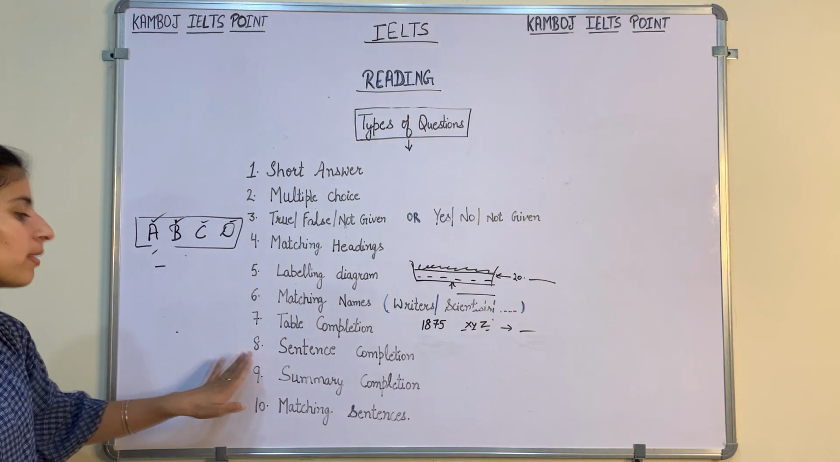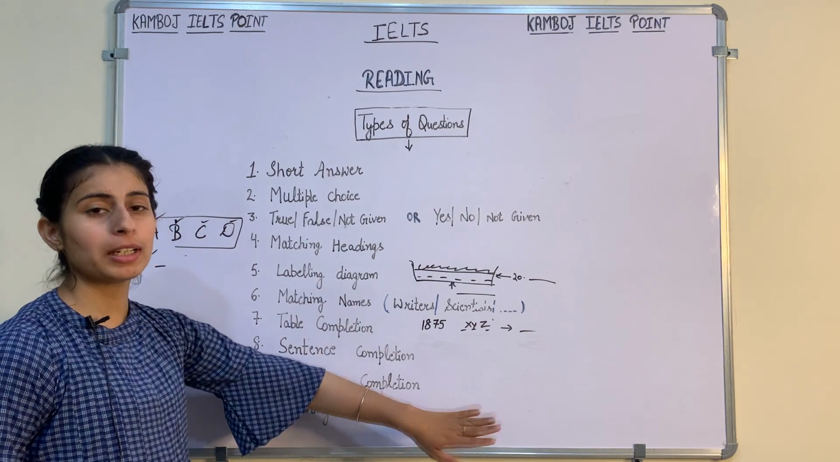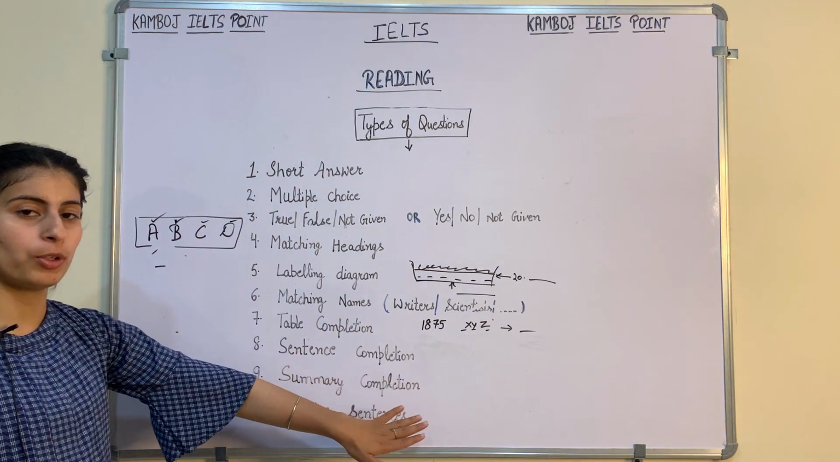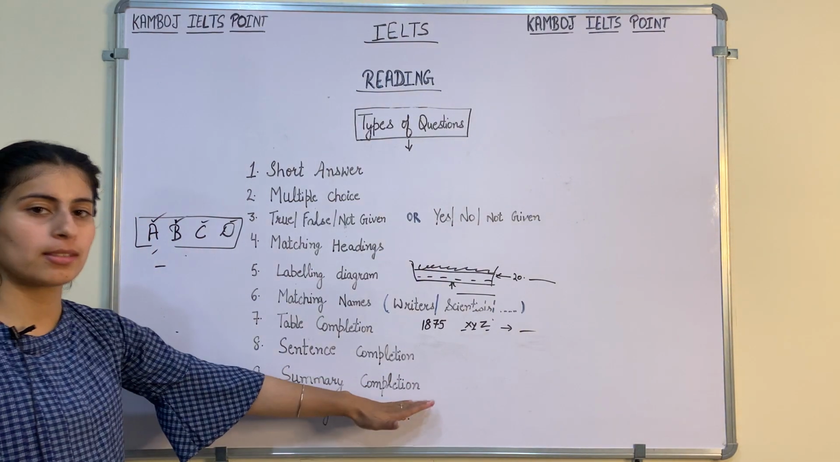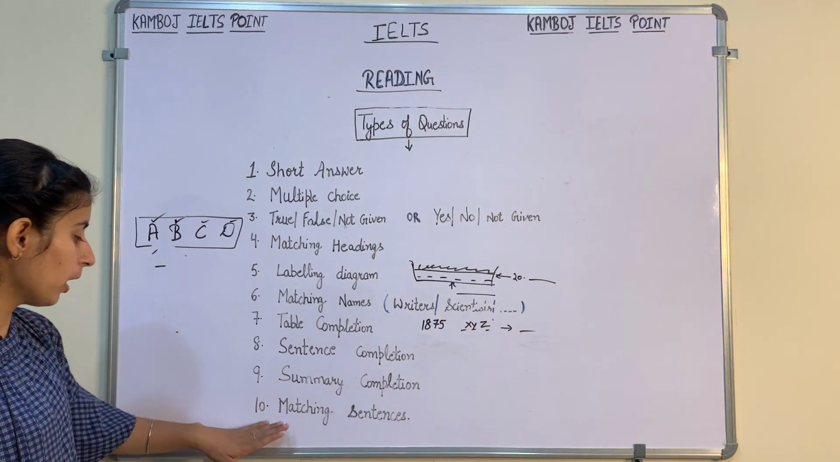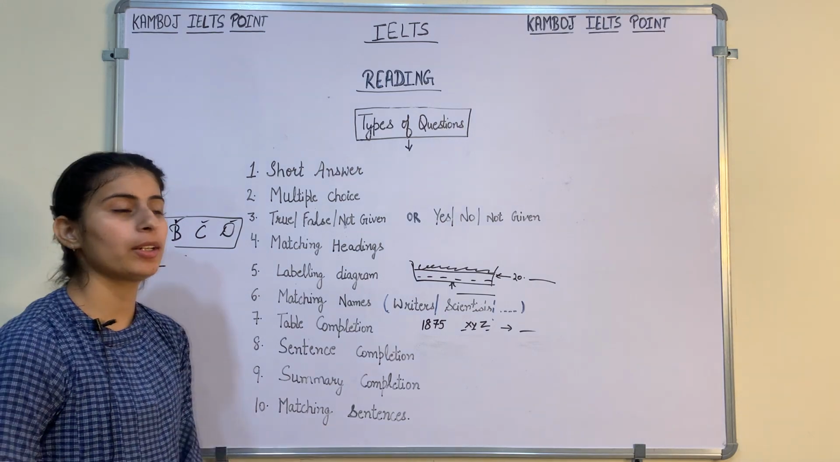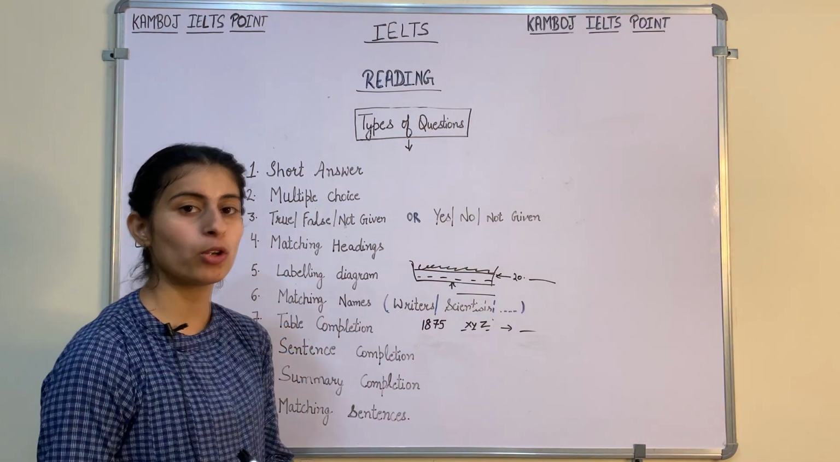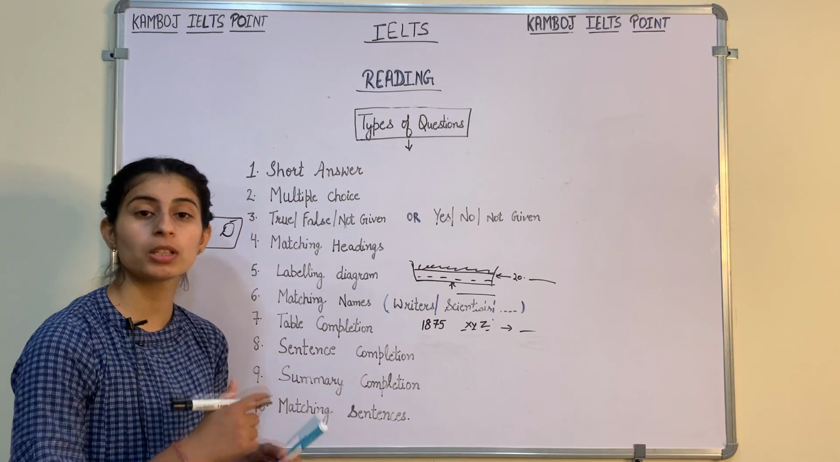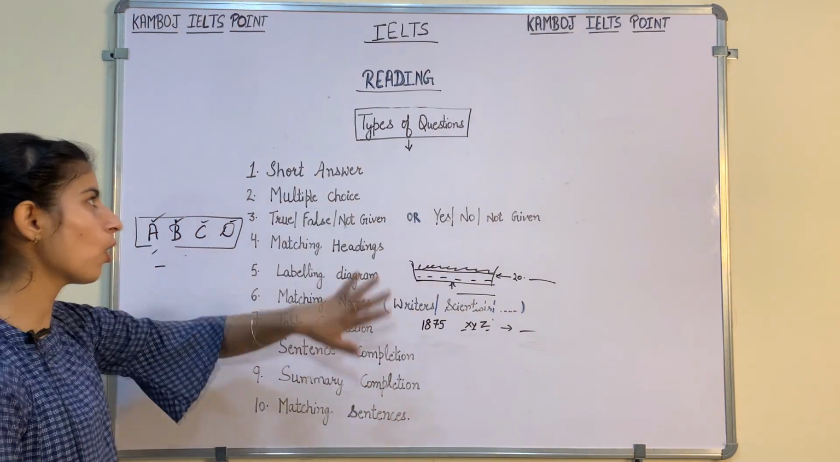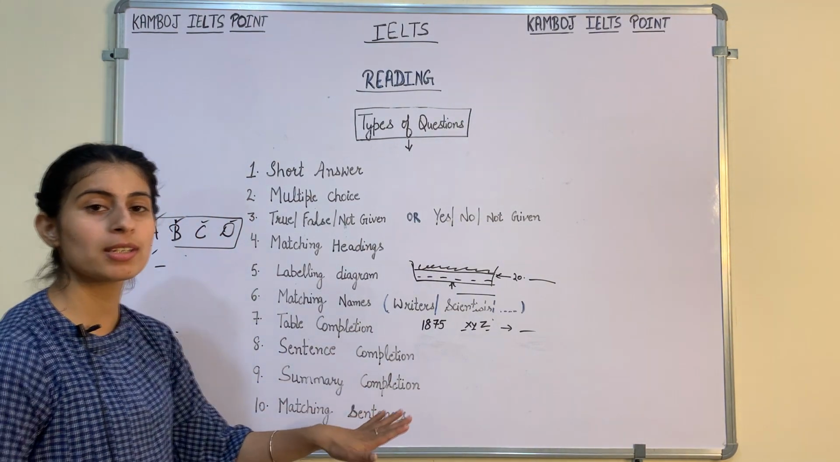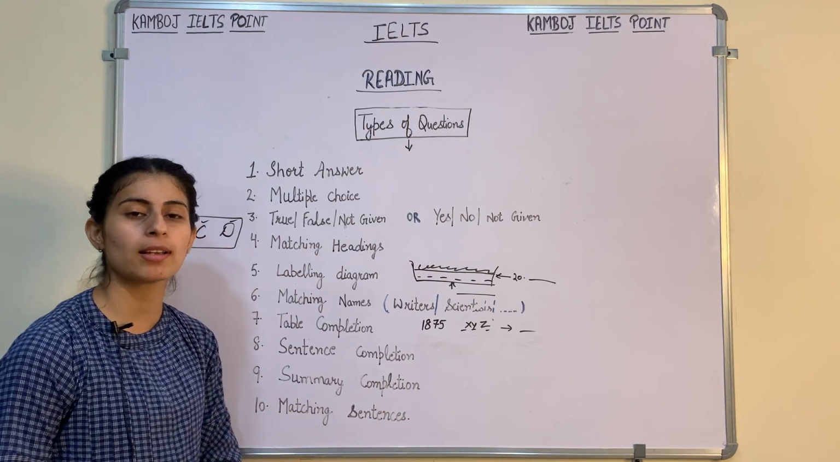The ninth one is summary completion. You will get a passage and there will be a summary, so you have to complete that summary. The next one is matching sentences. You will get different sentences and you have to match the correct sentences with each other. So this is all about the different types of questions that you can get in your reading exam.